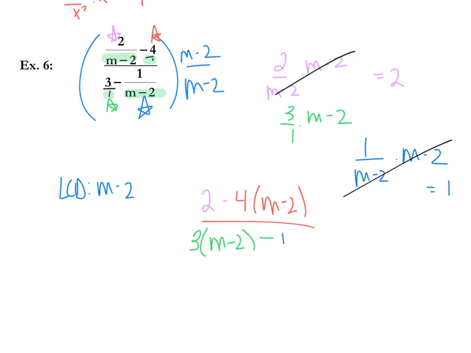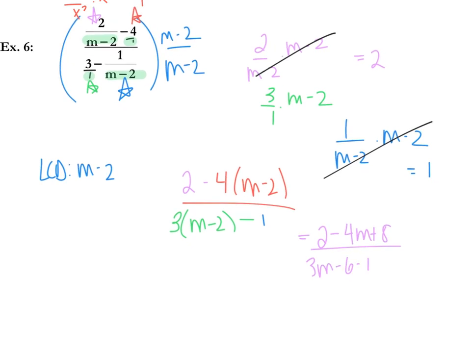Okay? So please, you can't cancel these. Notice that there is subtraction here. So these terms are a pair, and these terms are a pair. You cannot break them up. So instead, we need to go ahead and simplify. So 2 minus 4m plus 8 all over 3m minus 6 minus 1. And that gets me negative 4m plus 10 over 3m minus 7.